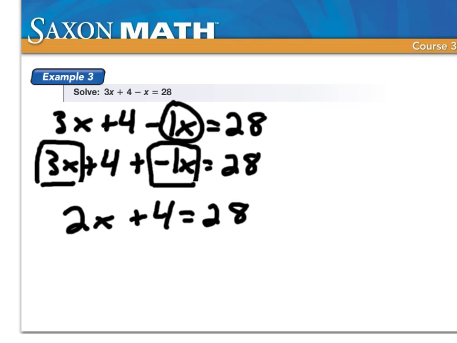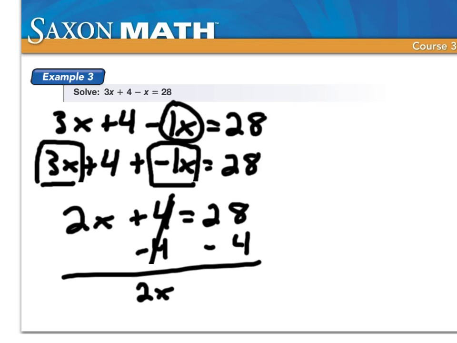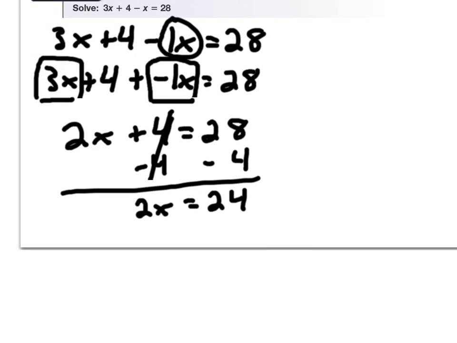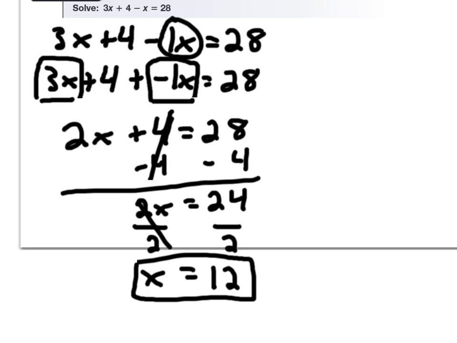Now again, I've got my x term right here. I need to get my x term by itself. So I'm going to cancel out my 4 positive counters over here by putting negative counters on each side. Positive 4 and negative 4 cancel, leaving me with my x term, my 2x's, equals, and 28 minus 4 is 24. Now I'm going to finish this by dividing to get the x term by itself. I'm going to divide by a positive 2 on both sides. That leaves me with x equals, and 24 divided by 2 is 12. And that's my answer for number 3.